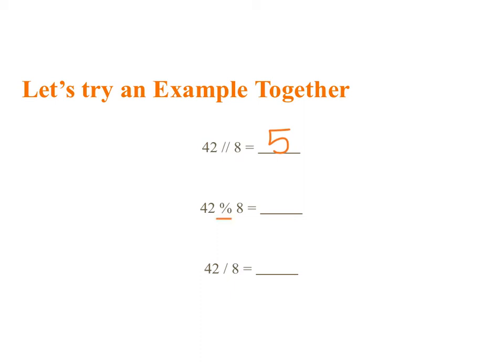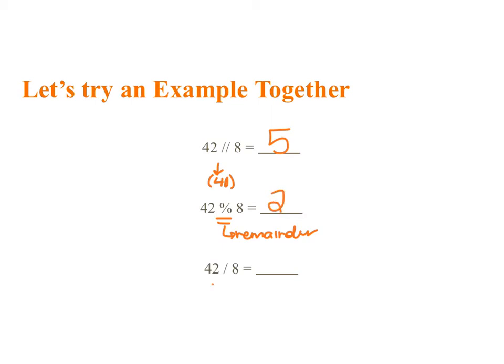Then from here I can see the modulus. Remember, this is the remainder after integer division. Well, I know 8 goes into 42 5 times. That gets me to a total of 40. And because I need 2 more to get to 42, my remainder is 2, so my modulus produces 2.